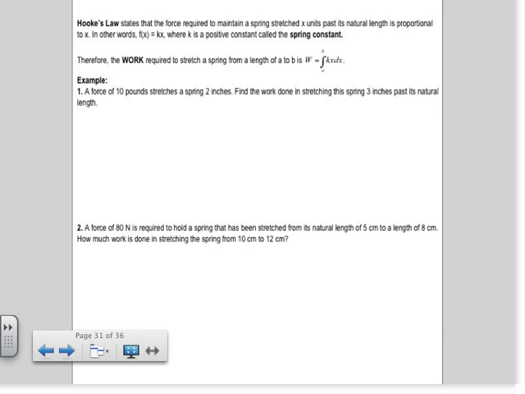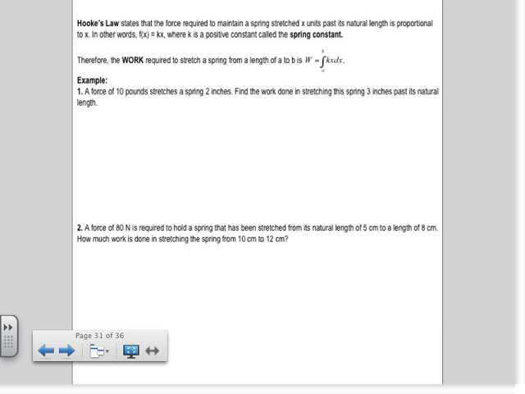English, metric. All right. So Hooke's law. This is the part I always hated about work. I always thought it was kind of hard. Okay. So Hooke's law states that the force required to maintain a spring stretched x units past its natural length is proportional to x.